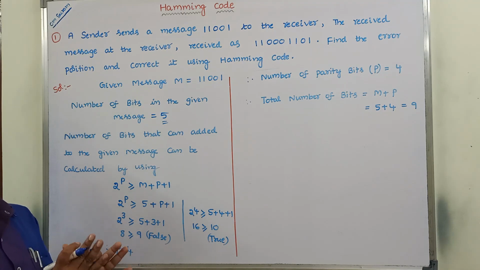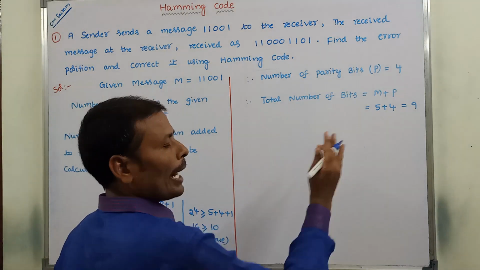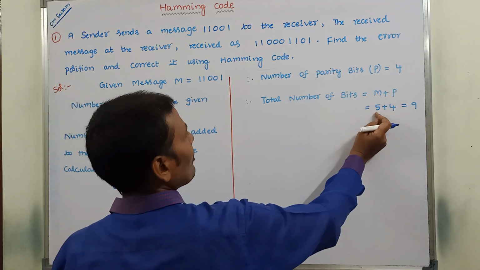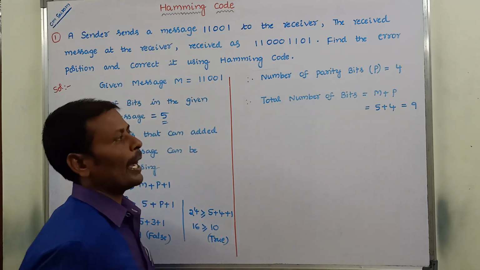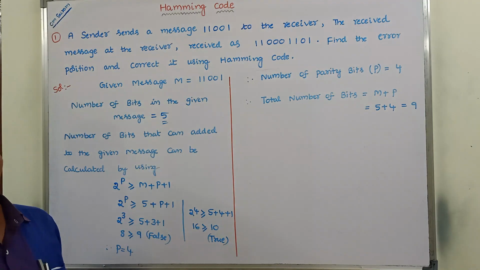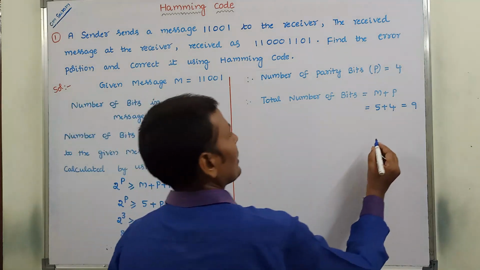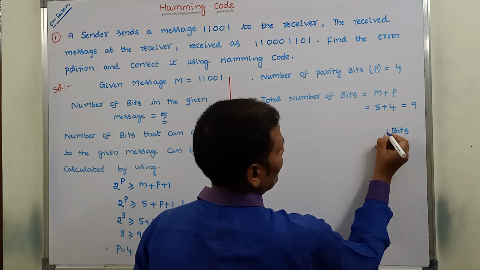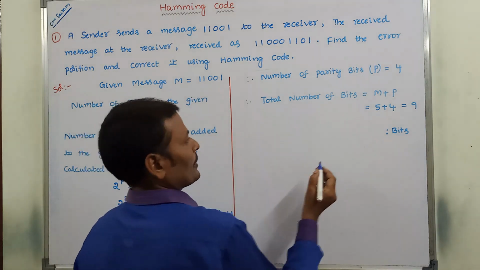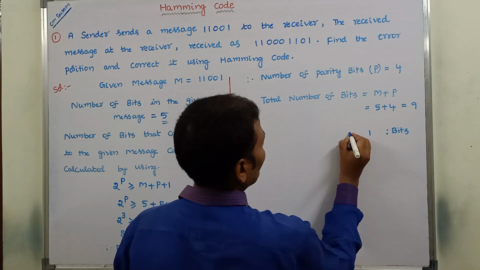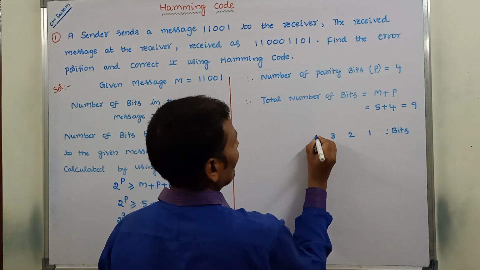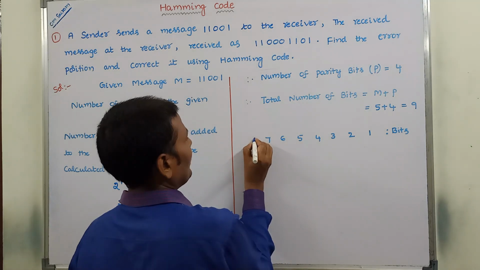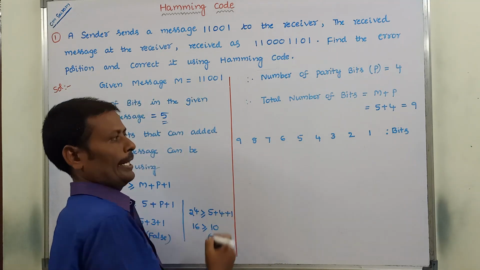Total number of bits is found by adding message bits and parity bits. Message bits is 5 and parity bits is 4. 5 plus 4 is equal to 9. So the total number of bits is 9. Here we have to write the bits from right to left. So 1, 2, 3, 4, 5, 6, 7, 8 and 9.